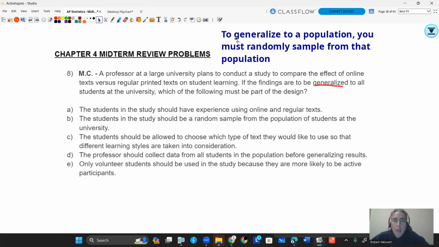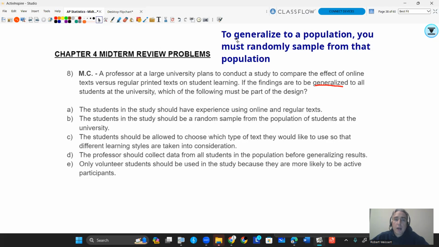Let me read those out. A, the students in the study should have experience using online and regular texts. That's not necessarily needed. B, the students in the study should be a random sample from the population of students at the university. That's required, so that's going to be your answer.